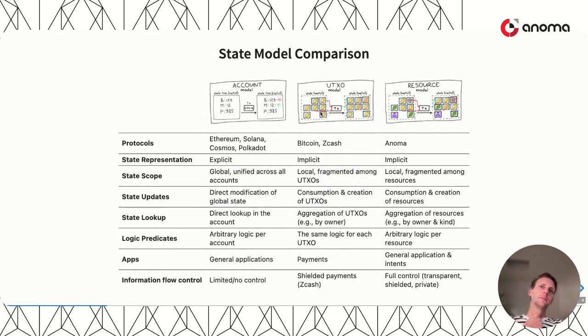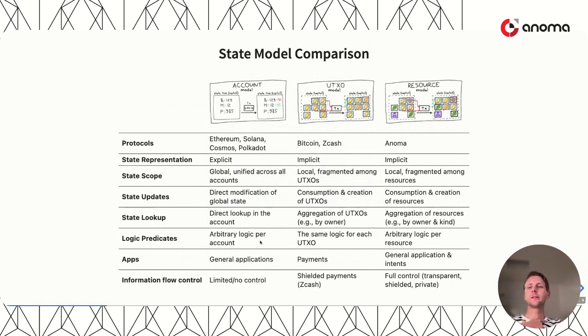Like a UTXO can have more than one unit contained inside, but to get the total balance you need to sum over all of them to get the total number of coins you own, let's say. So this is quite different. Also, to modify state in Ethereum, or in the account model, you just call the transfer function. In the other two models, you would consume and create objects. So UTXOs in the Bitcoin or Zcash case, and in Anoma, you would consume and create resources.